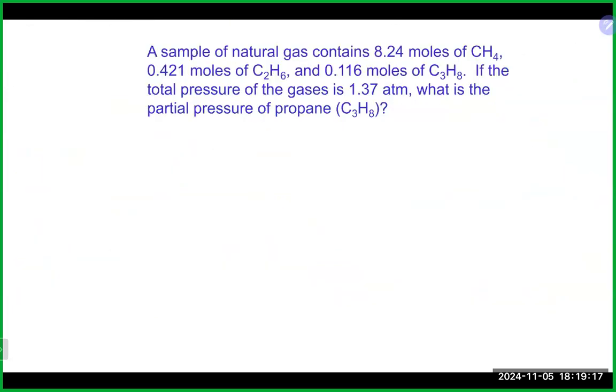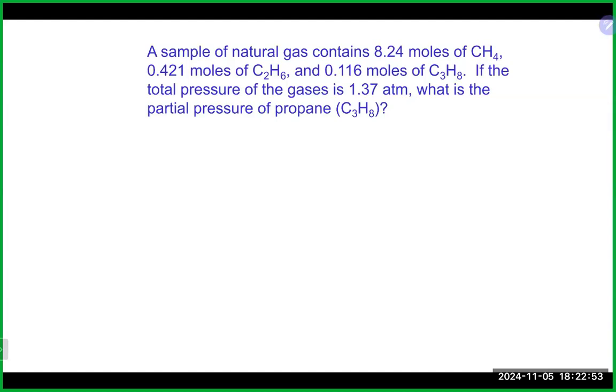All right. Another one here. We have a sample of natural gas that contains 8.24 moles of methane, 0.421 moles of ethane, and 0.116 moles of propane. If the total pressure of the gas is 1.37, what is the partial pressure of propane? So see what you come up with here.